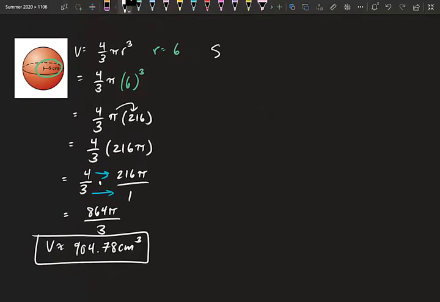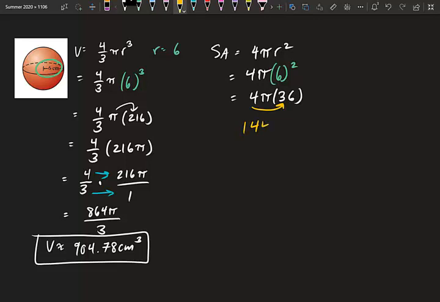Alright, let's do surface area. So the formula for surface area is 4 pi r squared, and we already have our r, so 4 pi 6 squared. Let's square 6, so 4 pi times 36. I'm going to multiply 4 times 36 to get 144 pi. And we plug that into our calculator to get surface area is approximately 452.39 centimeters squared.